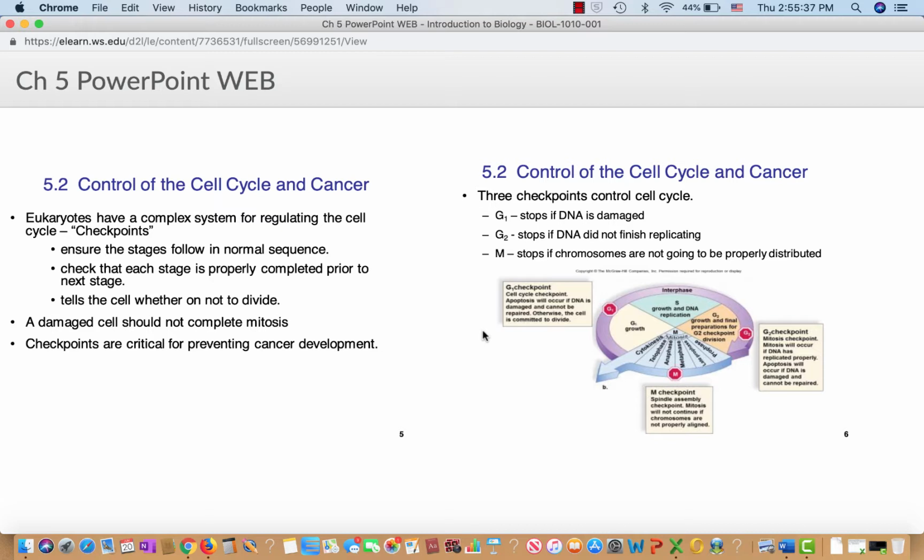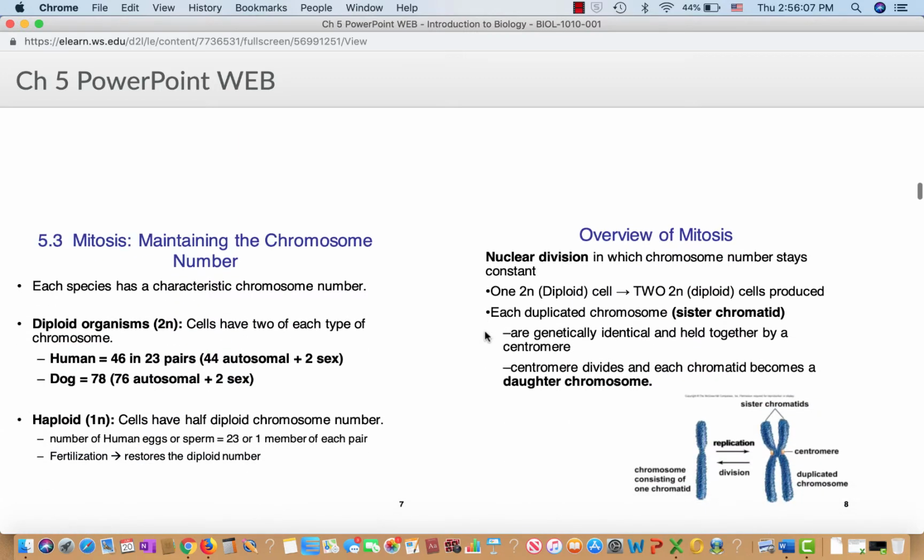So your three main checkpoints here are at G1, G2, and M. At G1, if your DNA is damaged, you stop the division right then and there. At G2, if you did not replicate all of your DNA, stop it right there. And then at M phase, if the chromosomes are not properly distributed, and we'll talk more about what happens when a chromosome is not distributed correctly in a minute, but spoilers, trisomies and monosomies will result from that.